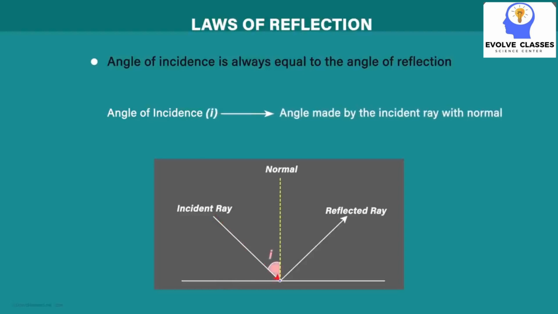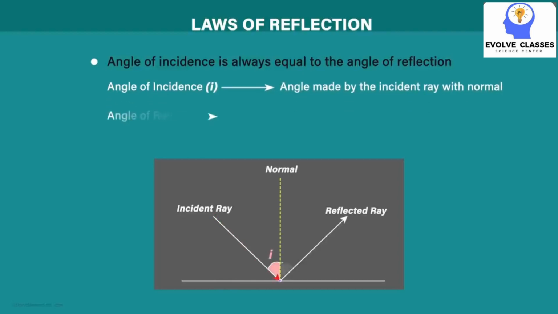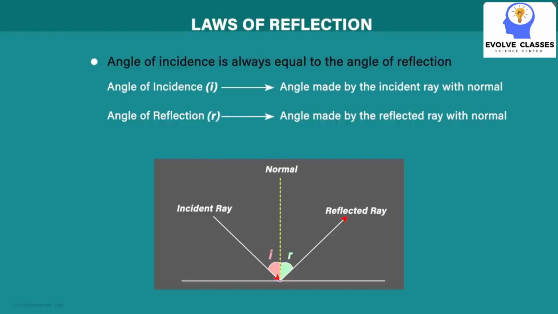It is denoted by i. The angle of reflection is the angle made by the reflected ray with the normal. It is denoted by r. So our first law says that the angle of incidence is always equal to the angle of reflection. i is equal to r.